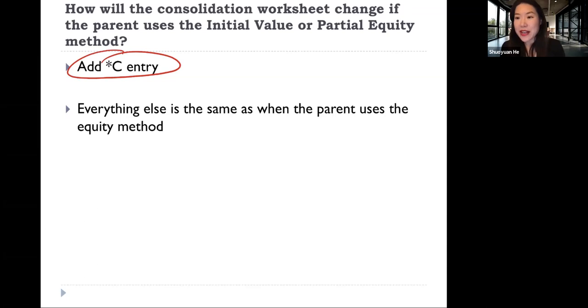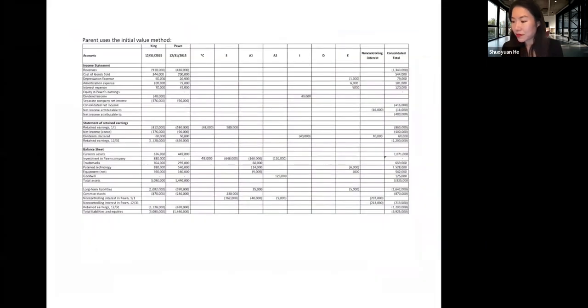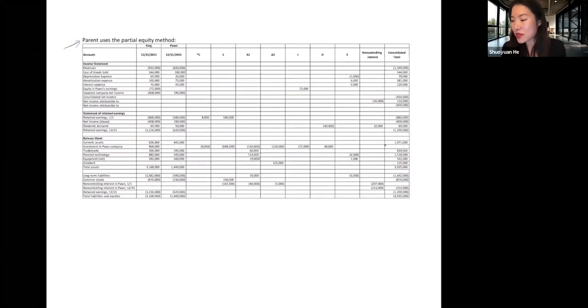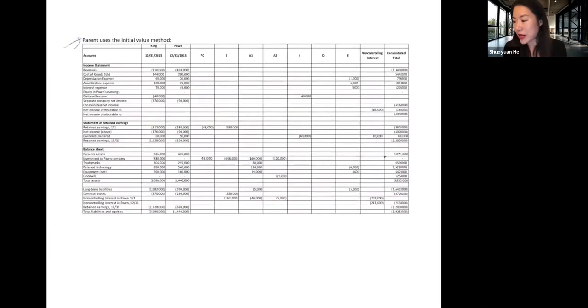Let's continue the previous example and look at how the consolidation worksheet will be different under the initial value and the partial equity method. This handout should be uploaded on your island. Please go on island and download this handout. This is a continuation of the previous example. The first page is if the parent is using the initial value method, and the next one is if the parent is using the partial equity method. So let's first look at the initial value method.